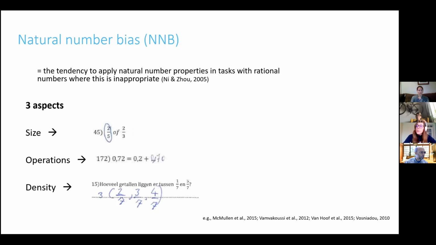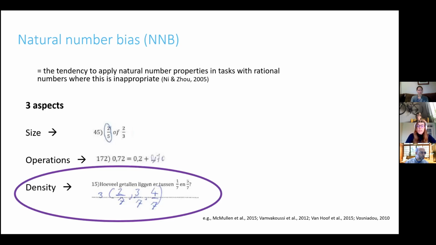So in comparison with natural numbers, which are discrete, you can always say which number comes next. After 5 comes 6, after 6 comes 7, etc. You cannot say that with rational numbers, which number comes next, because there are always infinitely many numbers in between rational numbers. And this is an answer of a learner from one of my studies during my PhD.